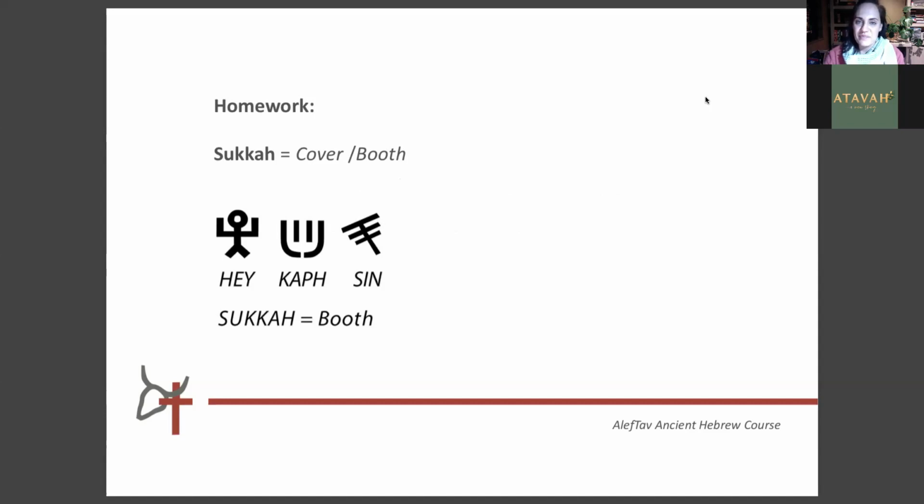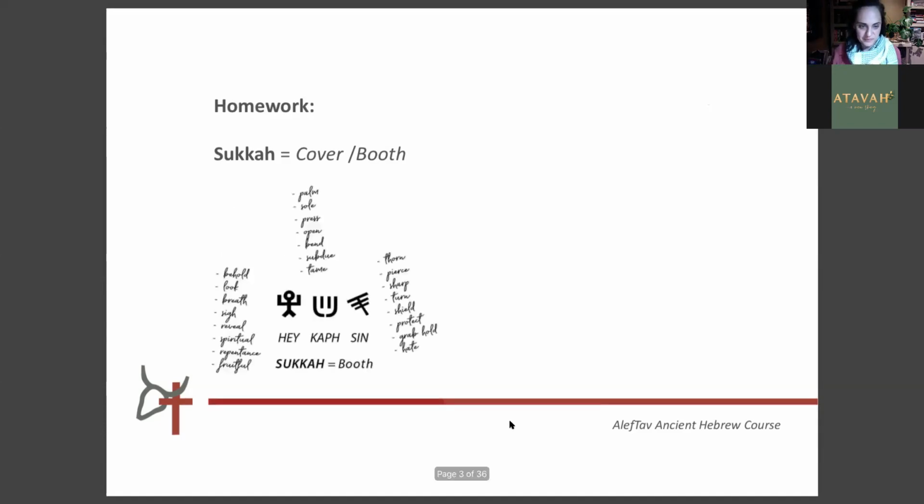We were all in the festive season and we were celebrating the Feast of Sukkot. So this word, sukkah, means a booth or cover. And the Israelites were commanded to build sukkahs for themselves during this festival. So the word sukkah is spelled sin, kaf, and hay. I would like to see what you guys find in the pictures. So if anybody has an interpretation or something that they did at home, please share it on the chat.